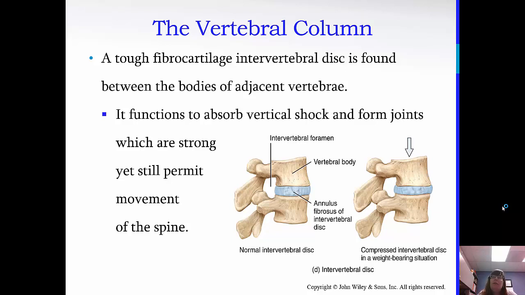But the intervertebral disc is surrounded by what's called an annulus fibrosus. And that annulus fibrosus is very strong. However, it can tear. And if it does tear, the center gel-filled nucleus pulposus starts to leak out. When that starts to leak out, it can pinch nerves and be very painful.